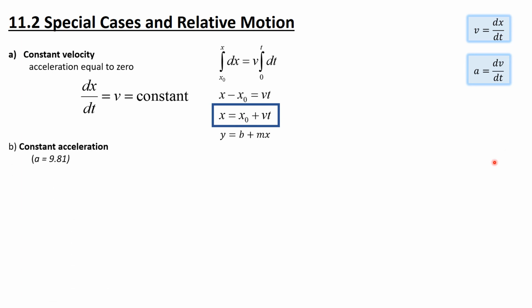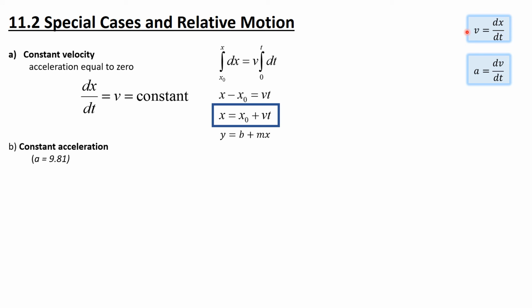Next scenario, constant acceleration, and this is a pretty commonly found scenario. What you'll usually see is gravitational acceleration. Most of our problems will be on Earth, and we have gravity, so we're always going to be dealing with things falling under gravity. So this is another common one. What are the equations that would go with this?